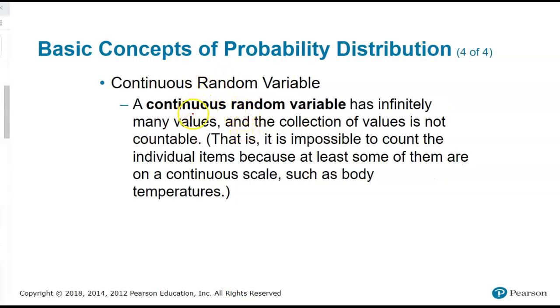Okay, so here's a definition for continuous random variable. It has infinitely many values, and the collection of values is not countable, so it's impossible to count the individual items because at least some of them are on a continuous scale, such as body temperatures. That's why measurement is typically continuous, because there are infinitely many possible outcomes. If you're measuring body temperature, depending on how accurate your instrument of measurement is, there are infinitely many possible values you could get. And so we wouldn't count somebody's temperature, we would measure it, and we would get the potential for infinitely many values.